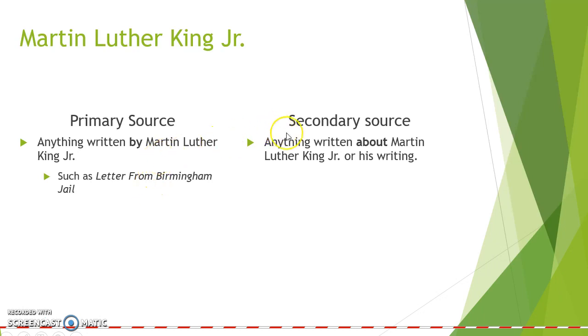He wrote it. A secondary source, which you will be finding, is anything written about Martin Luther King Jr. or his writing. If you found a commentary on Letter from Birmingham Jail, or a history about Martin Luther King Jr., or a book about the impact of Martin Luther King Jr. or the Civil Rights Movement, those are all going to be secondary sources. They're about him, they're about his work, they're not by him.